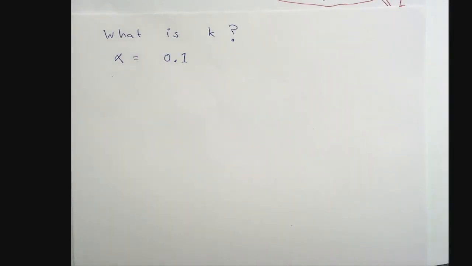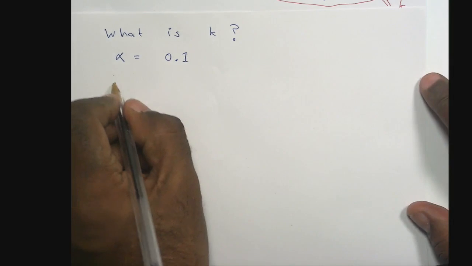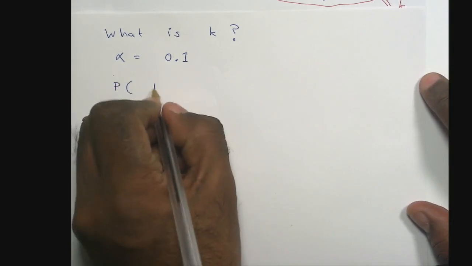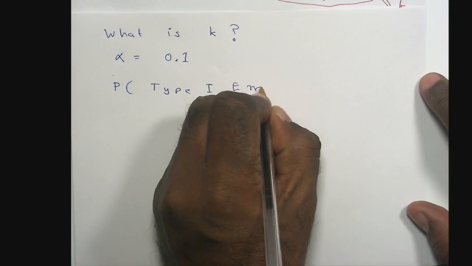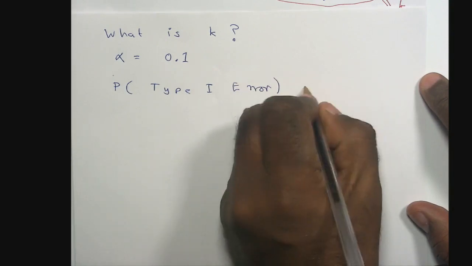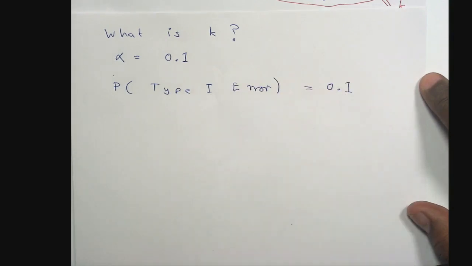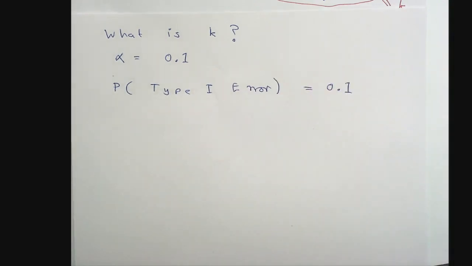You should remember from before the Easter, alpha represents the probability of type 1 error, right? You guys recall that or no? Come on, guys. I thought you were revising. It's the probability of type 1 error, which is equal to 0.1, right?